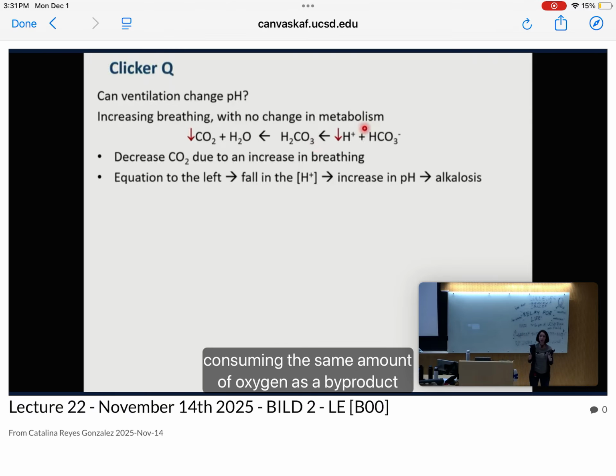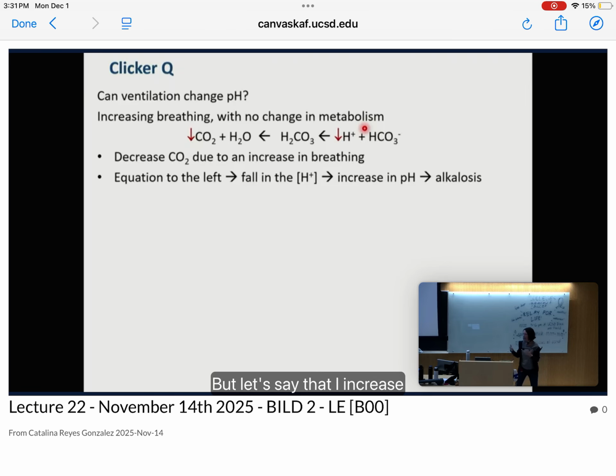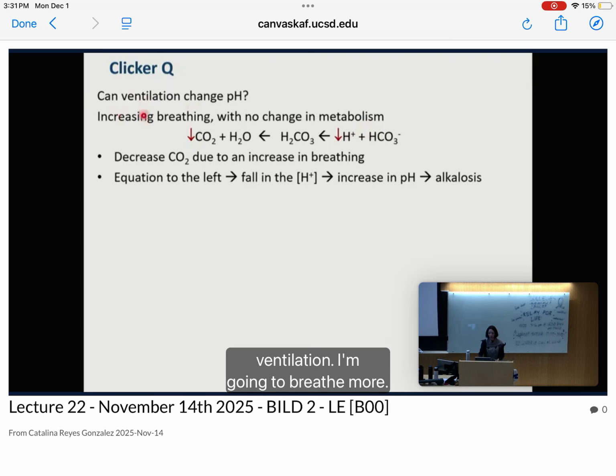They're still consuming the same amount of oxygen. As a byproduct of metabolism, I'm producing the same amount of CO2. But let's say that I increase ventilation. I'm going to breathe more. So if I breathe more, I'm going to bring more fresh air into my lungs. More of that oxygen diffuses into the blood. Remember, respiration and perfusion need to match each other.